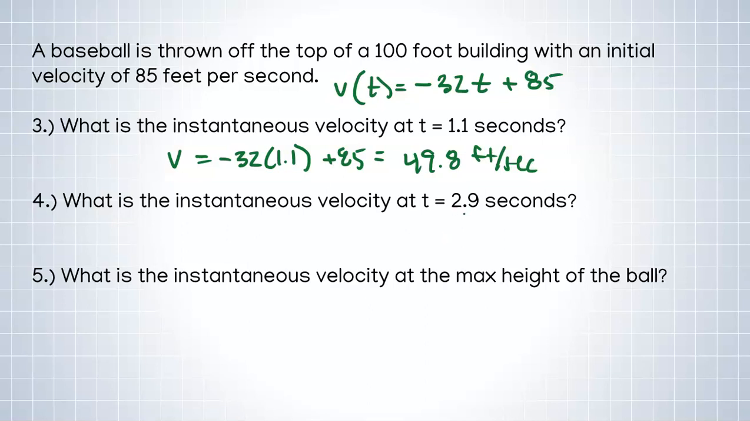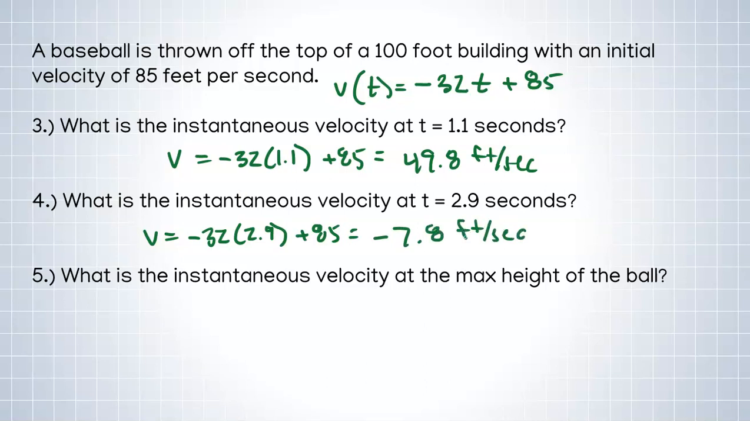All right, what about the 2.9 second mark? What's the instantaneous velocity at 2.9 seconds? So I'm going to take that negative 32, multiply it by 2.9, add the 85, grab a calculator please, but we get negative 7.8 feet per second.